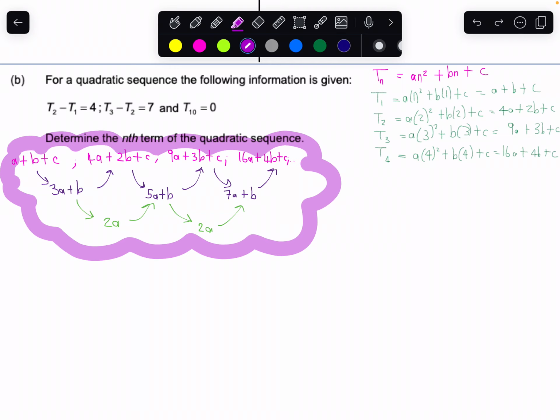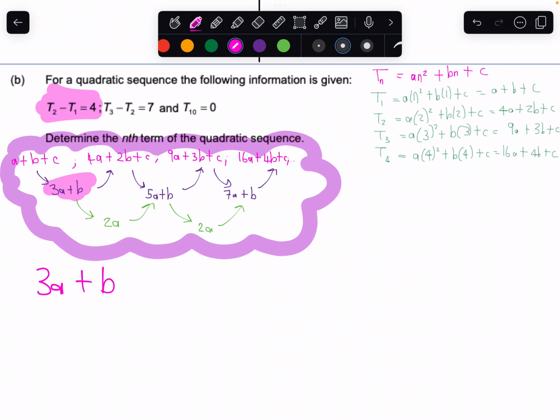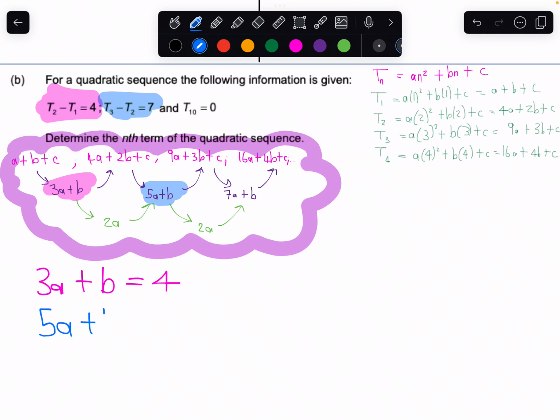Right, so the first piece of information says the difference between term 2 and term 1, which is this guy over here, is 4. So that's our first equation. So 3A plus B is equal to 4. Okay, then the second piece of information says the difference between term 3 and term 2, which is this guy, is 7. So 5A plus B is equal to 7, right?